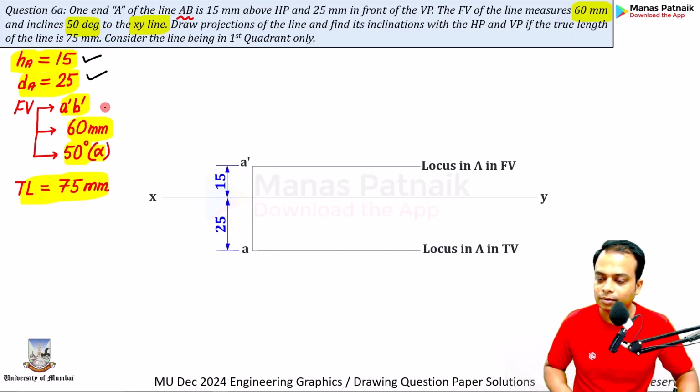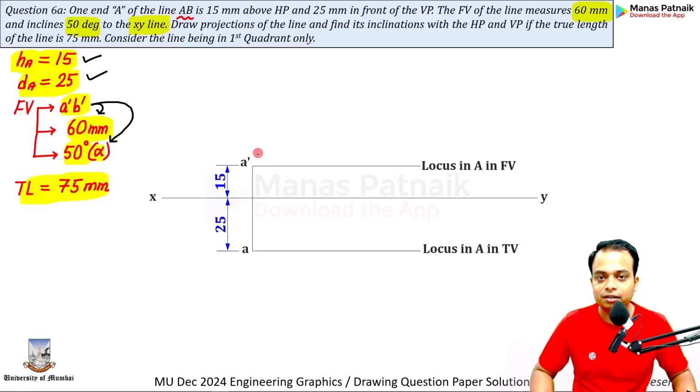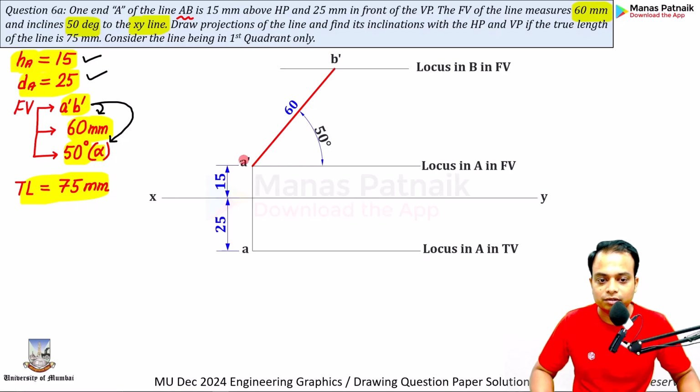Easy? Let's implement this. Front view has been given as 60 millimeters, A dash B dash. And what is the angle that it makes? 50 degrees. So at an angle of 50 degrees, draw a line of 60 millimeters this way. Obviously, this is your front view. If this is locus of A in front view, that's locus of B in top view. Easy? Now, how do you proceed from here?